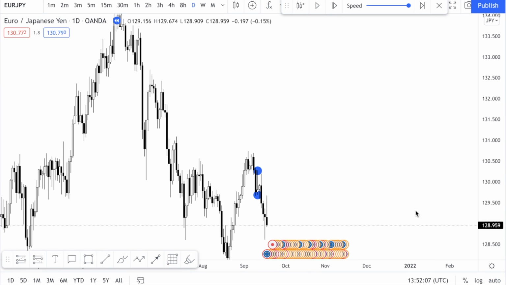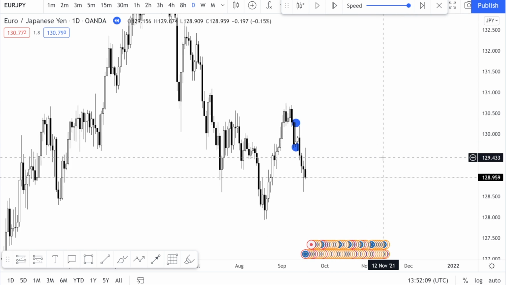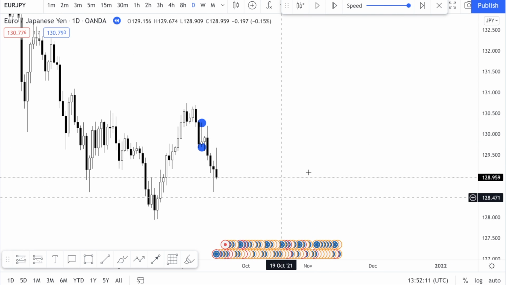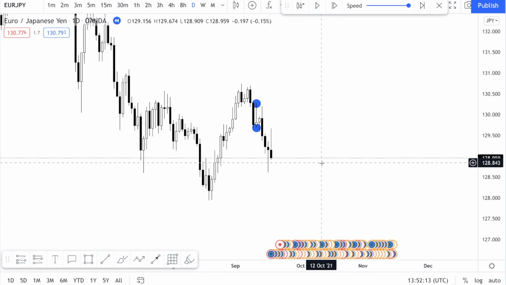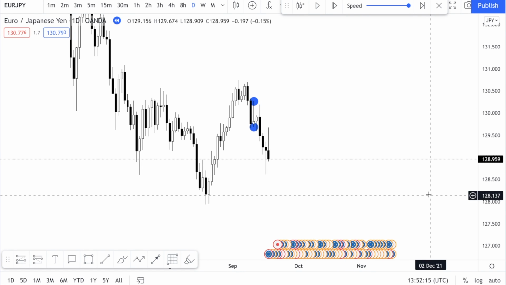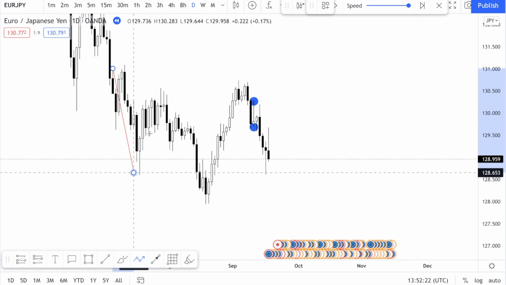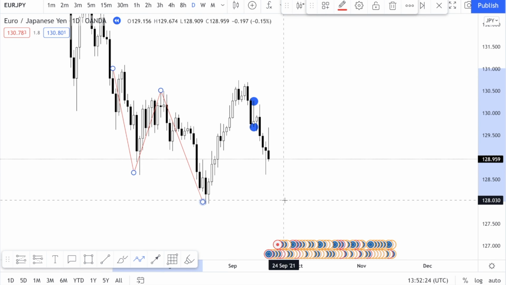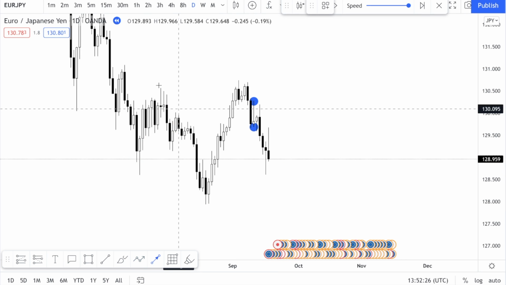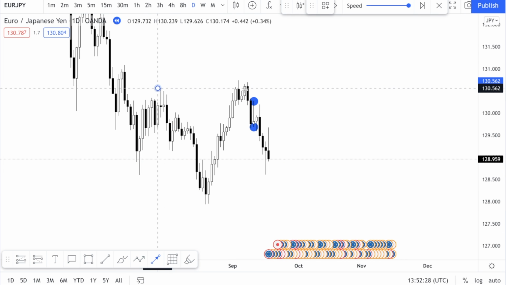So this is a perfect example of just the one breaker structure. Now ignore these blue dots for now, I'll come back to them in a couple of minutes. So what we've had here is price making lower lows, lower highs, lower lows. That's what we had. Then we had our first breaker structure.